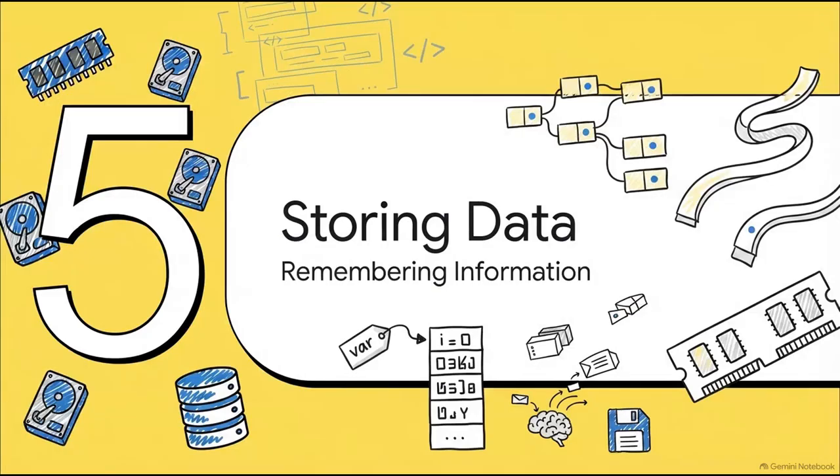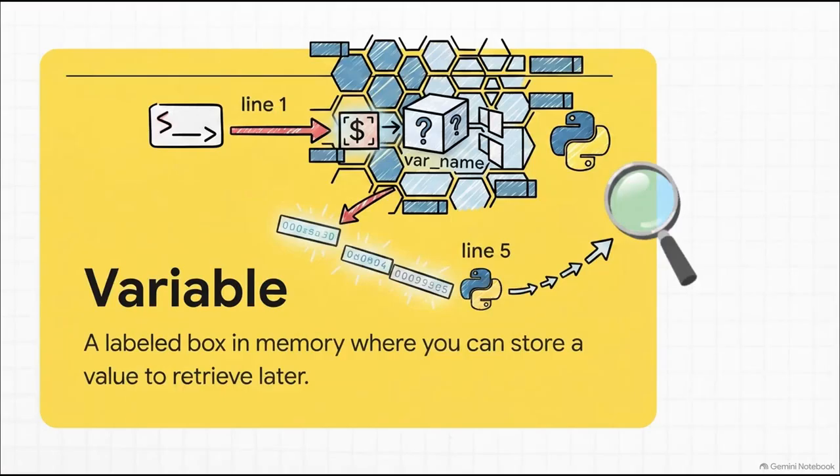And that leads us perfectly into Section 5, storing data in memory. Now, you might be wondering, if Python is currently reading, say, line 5, how on earth does it remember information it calculated all the way back on line 1? Well, it does this using variables. I want you to think of a variable as a neatly labeled box inside your computer's memory, where you can stash a value to retrieve it later on. A computer's memory can hold billions of these tiny bits of data, so when Python needs that data again, it just searches for the box with that specific label.